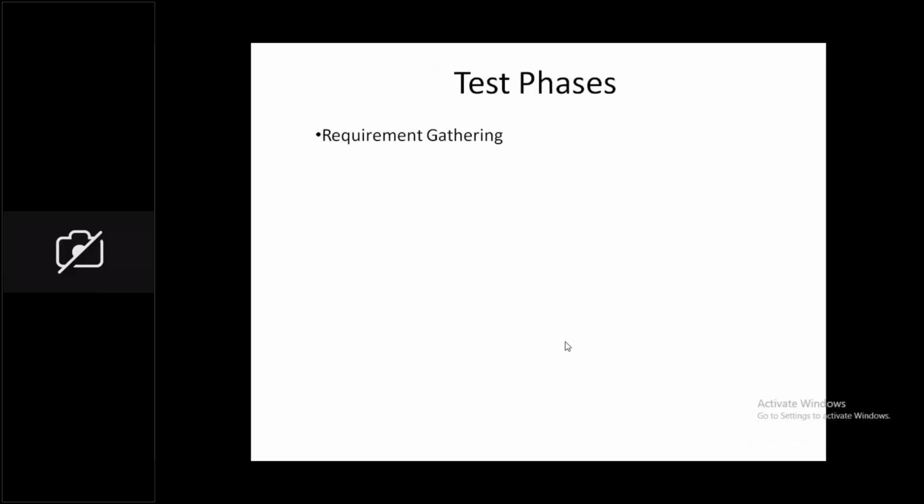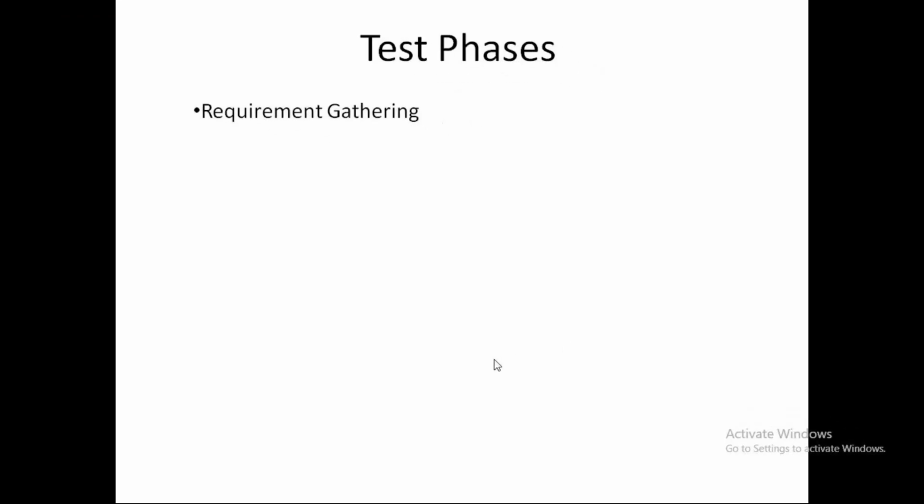The first phase is the requirement gathering. In order to do the testing, you have to know the requirements. Requirements are of different categories: you will have functional requirements and non-functional requirements, right? Functional requirements are for functional testing, and non-functional requirements are for non-functional testing. Again, performance testing is not the only type of non-functional testing, guys.